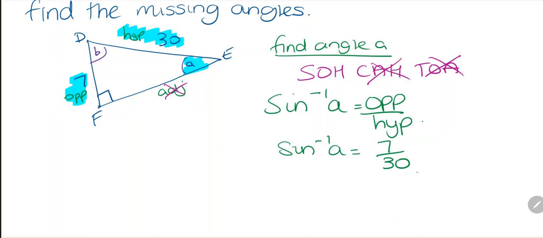And if we do the inverse sine in the calculator, so shift and sine, 7 divided by 30, we will have 13.49, and we're going to round to the nearest whole degree. So this is going to be 13 degrees.